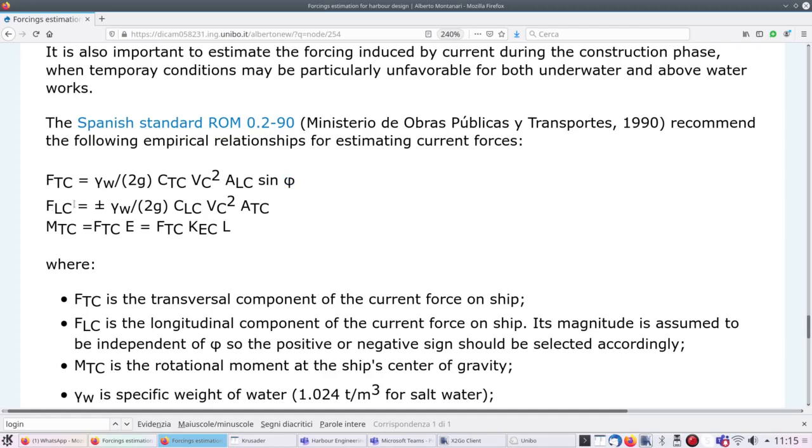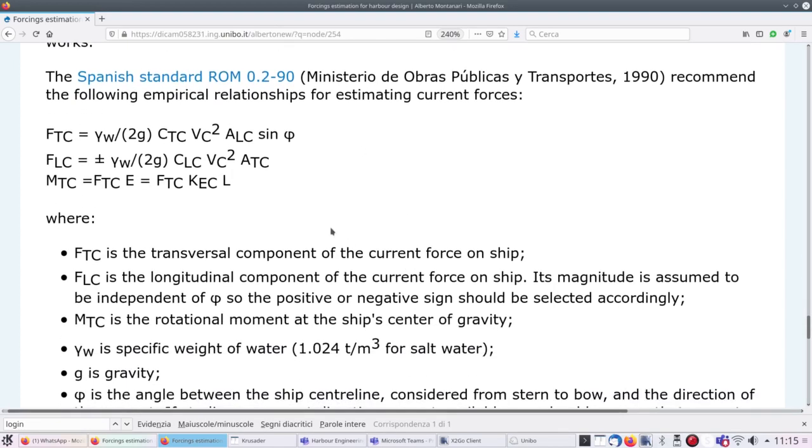Look, when you look at the longitudinal component, there is no trigonometric component. Why is that? Because for the sake of getting a conservative estimate, it is assumed that the longitudinal component is max. So the cos phi is assumed to be equal to 1.